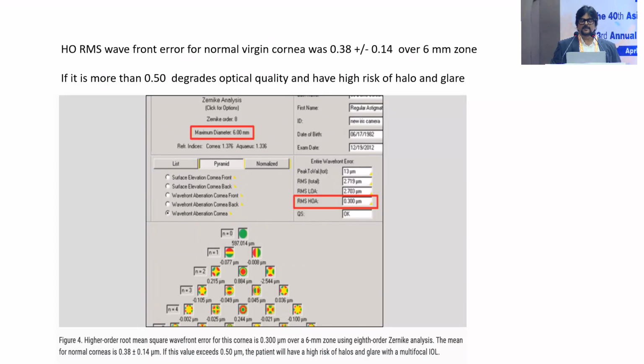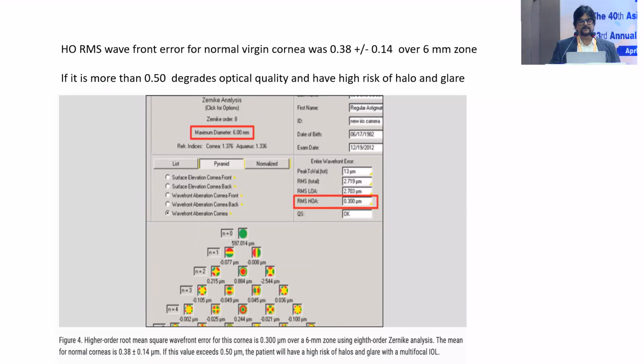Again, the higher order RMS, root mean square wavefront error, for a normal vision cornea is 0.38 plus or minus 0.14 over the 6 mm zone. If it is more than 0.5, it degrades the optical quality and there is a high risk of halo and glare, even if you have selected by the angle kappa criteria. Those patients experience glare. So corneal quality, corneal clarity, is very important for implantation. If you can incorporate this data into your practice, then you will get very good results with all multifocal IOLs.